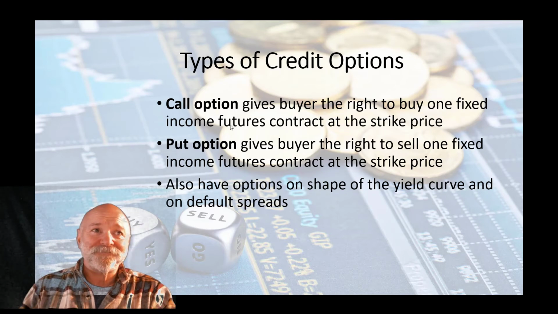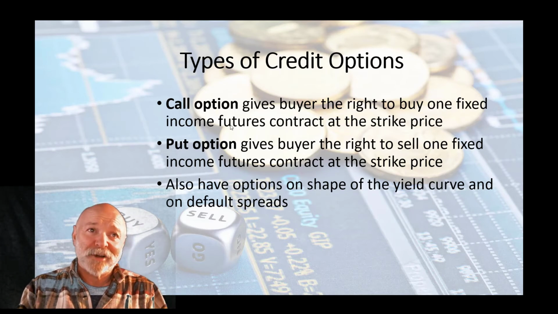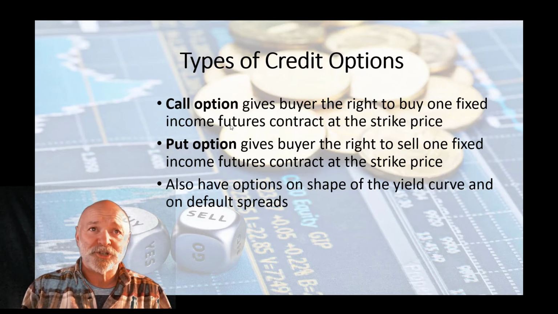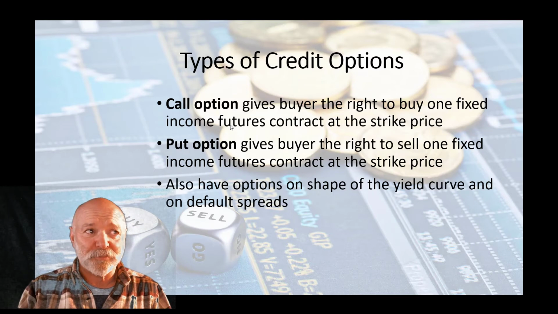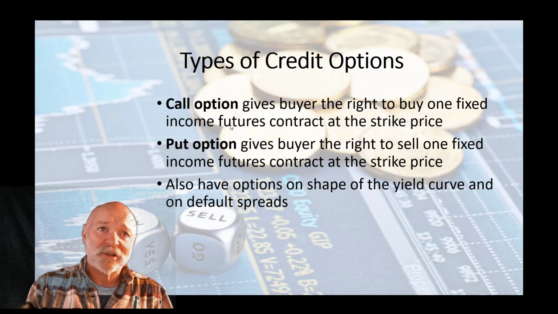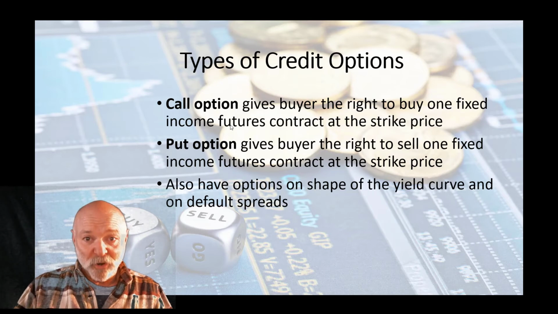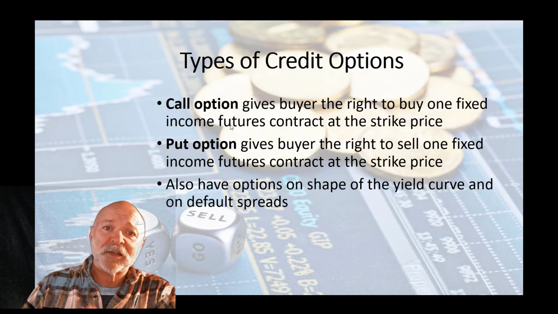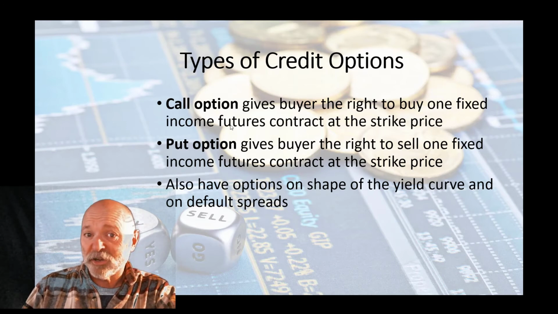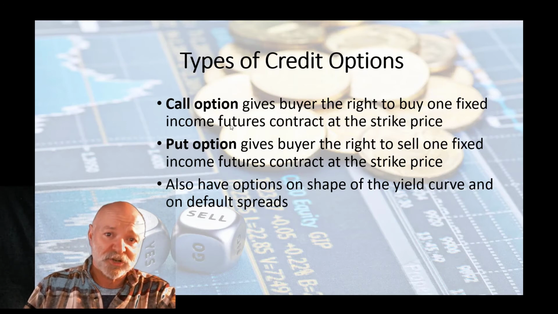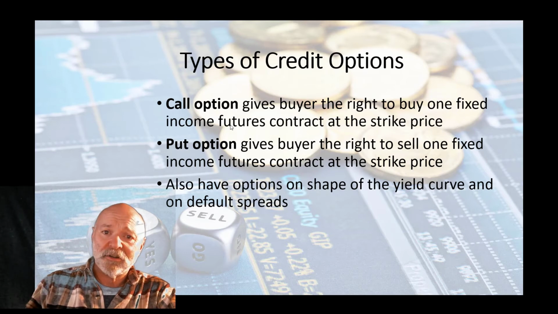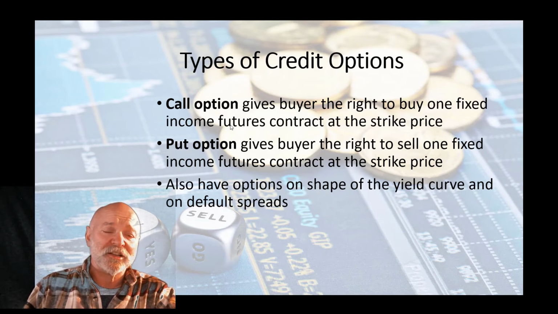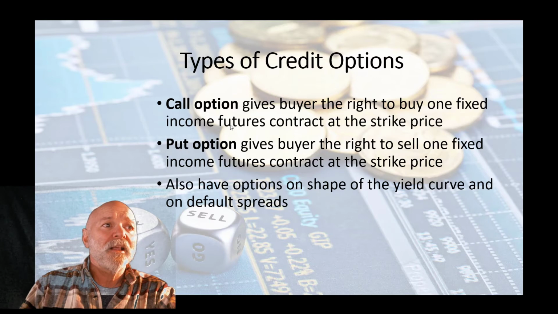A call option is one that gives the buyer the right, but not the obligation, to buy a fixed income future contract at a particular strike price. And a put option gives you the right to sell the futures contract at the strike price. You also have these, as I said, in the cash market or spot market for things like bankers' acceptances, traded on the Montreal Derivatives Exchange, for example, in Canada, or on the Financial Futures Exchange in the United States, and there are more than one.